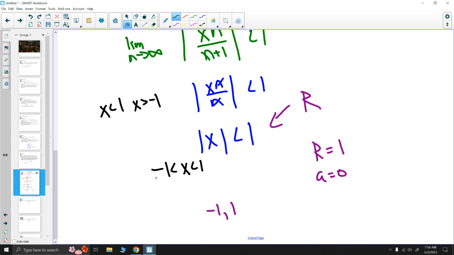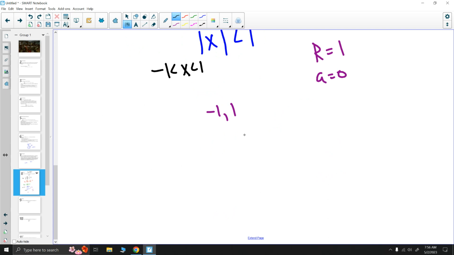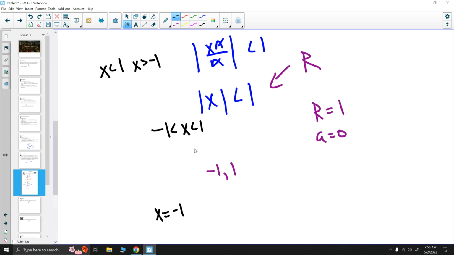Okay, so obviously x is between -1 and 1. Well, there we go. This is our interval that we know for sure will converge. But now we need to test the endpoints. So let's say when x equals -1, what do we have in our sequence?